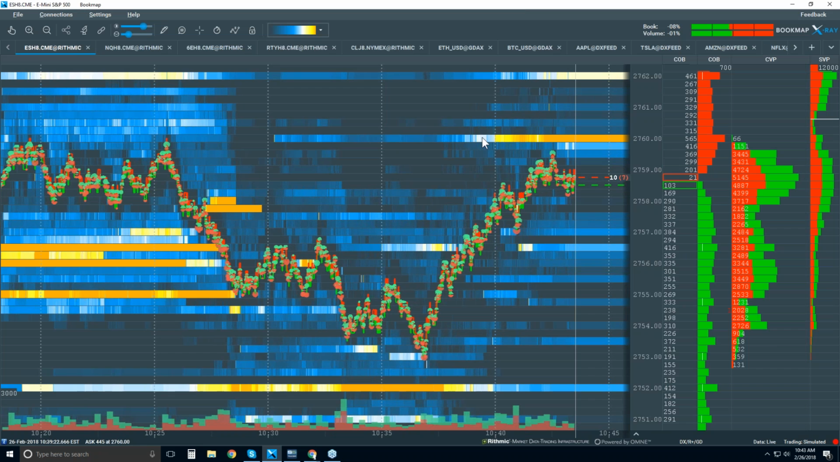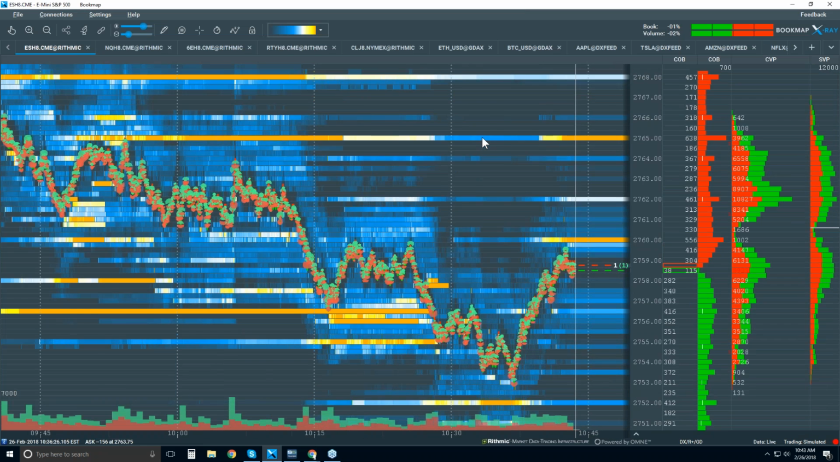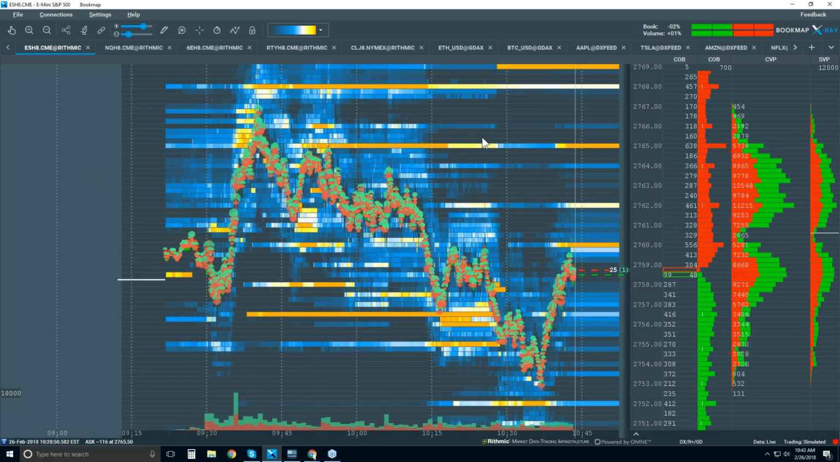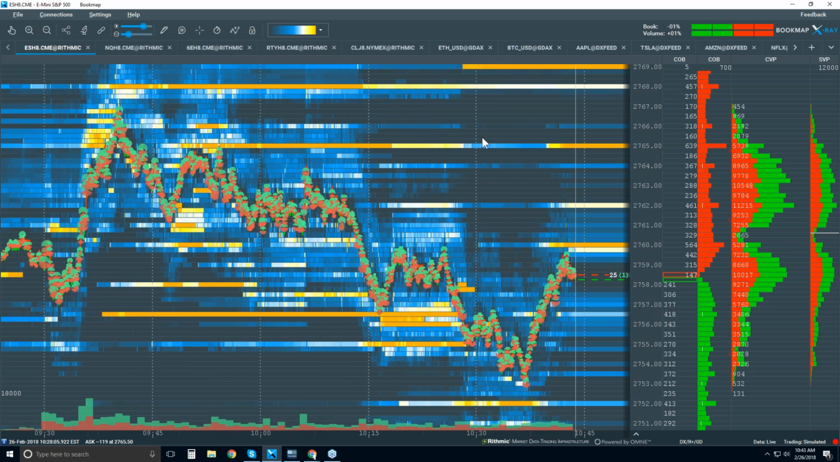Okay, so let's take a look at the S&P here and go through what we are looking at in Bookmap. All right.